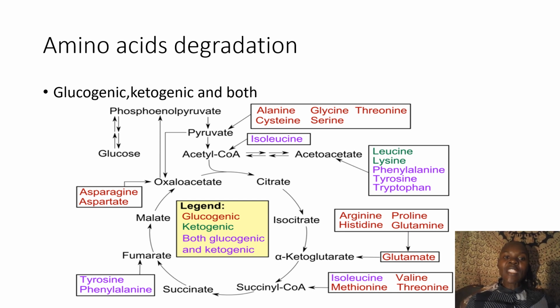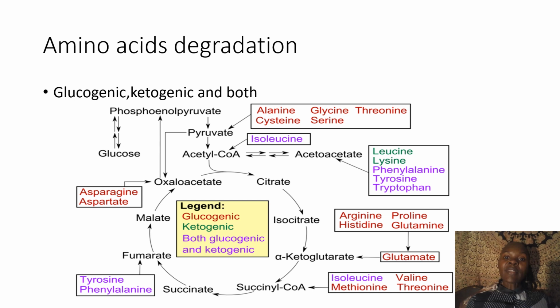Oxaloacetate can go to gluconeogenesis to generate glucose during starvation, or it can enter the TCA cycle for generation of reducing equivalents FADH2 and NADH. The other one is isoleucine, which is a branched-chain amino acid. It can be converted to acetyl-CoA. The acetyl-CoA can enter the TCA cycle by combining with oxaloacetate to form citrate, or it can go to form acetoacetate, which are ketone bodies. So in this case, isoleucine is both ketogenic and glucogenic.